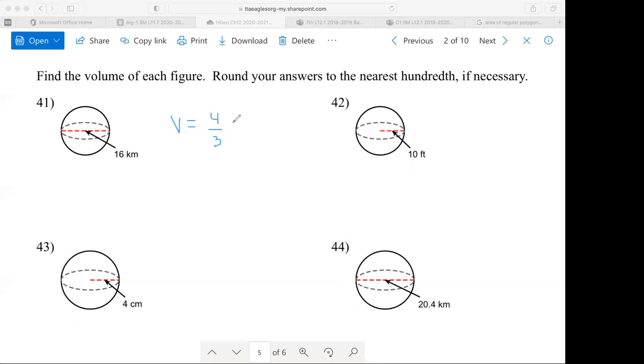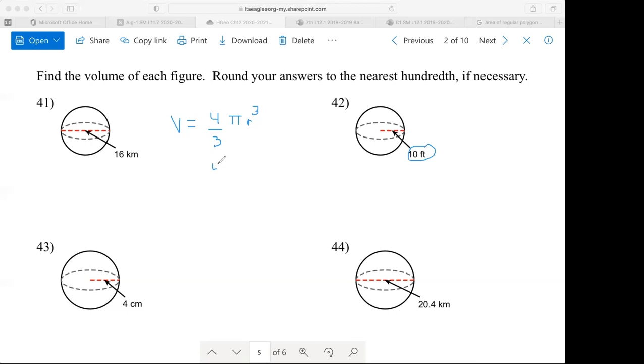And since it's a calculator test, 4/3 pi times the radius, not squared because we're doing volume, it's cubed. 4/3 pi r cubed. Pick one, Matt. 42. 42, the radius is 10. Remember, if I give you a diameter, you got to cut it in half. So the radius is 10 in number 42.